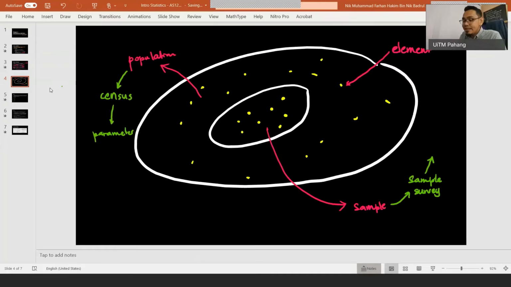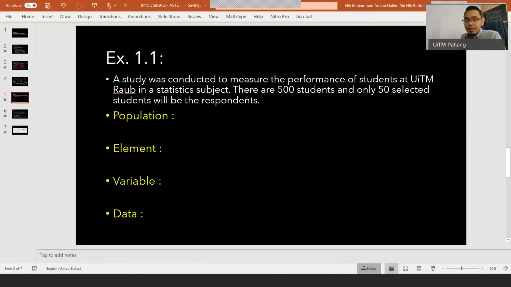Please take note that this statistic is without S. If you spell it with S, then that would be wrong. All right. Please carefully write the spelling for that one. Okay. All right. So let's look at this one. Let's look at this example.